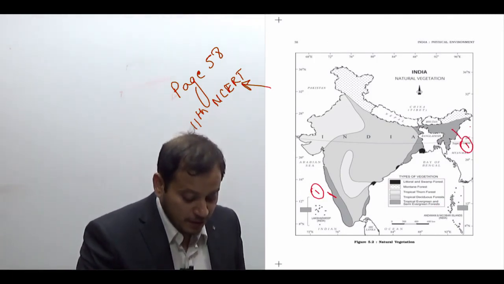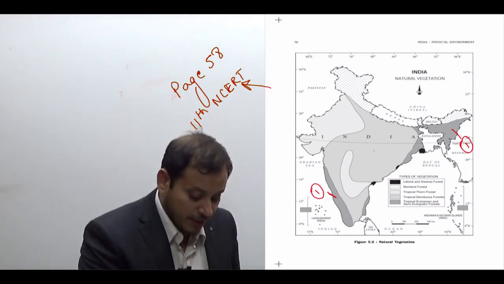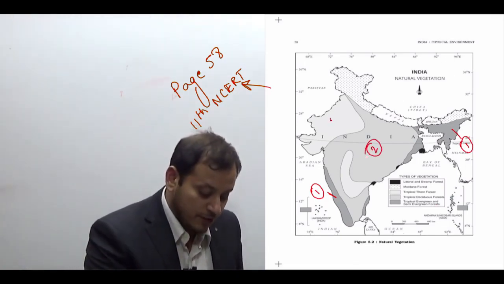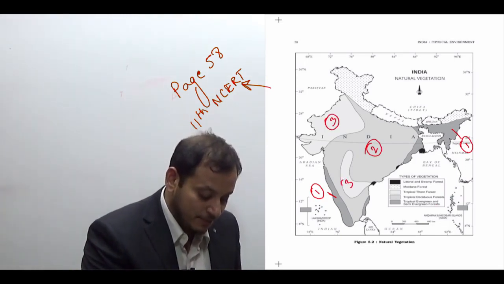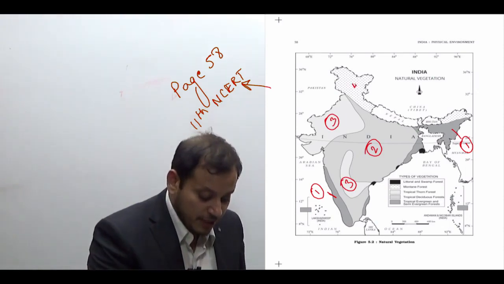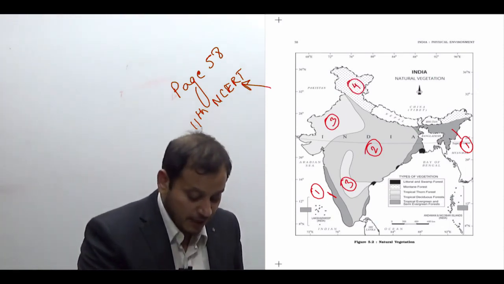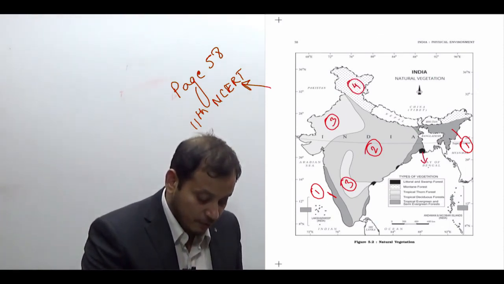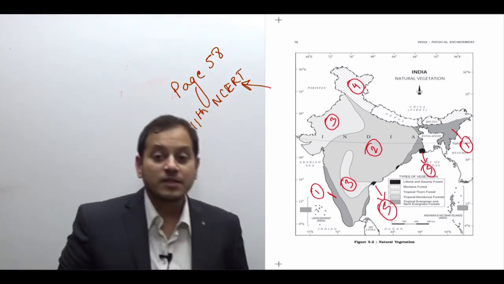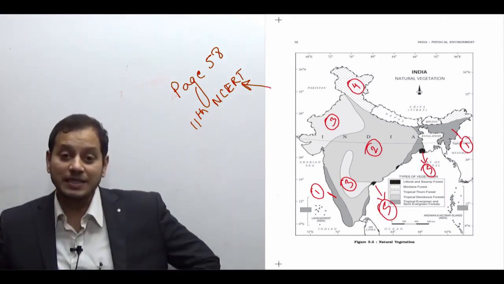Then we have tropical deciduous forest, area I am marking as 2. Then we have the tropical thorn forest, the area I am marking as 3. Then we have the mountain forest, area we are marking as 4, and we have the littoral and swamp forest, the area I am marking as 5. So this is the distribution of natural vegetation in India.